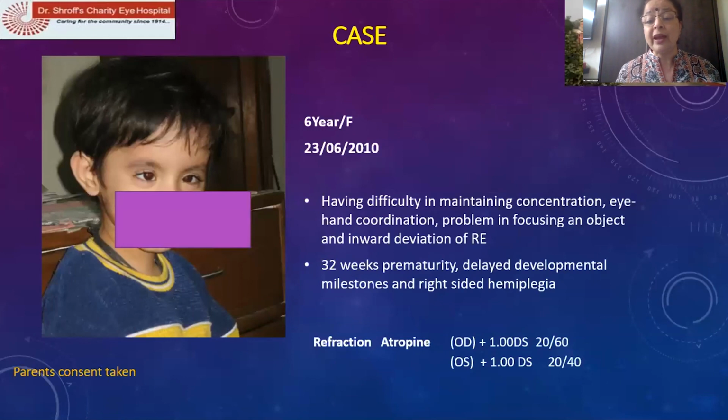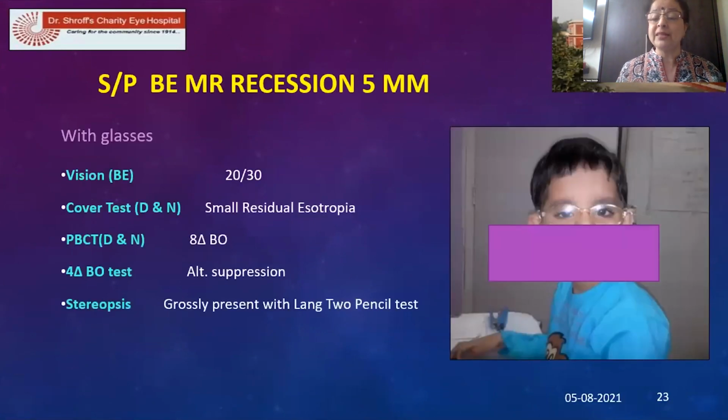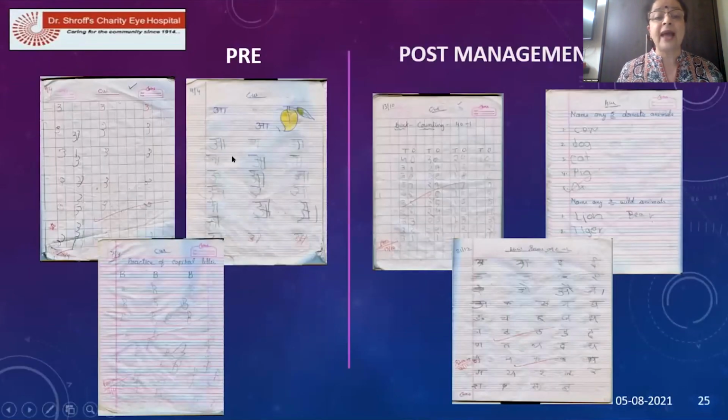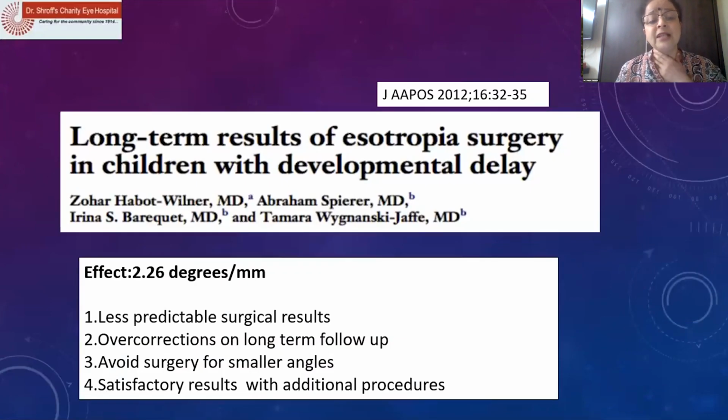Like this child who had esotropia, a premature baby with delayed milestones, with a stable angle of deviation of 45 prism diopters base out, and he was operated for strabismus. It is important not only to do the strabismus surgery, but also to continue with the therapies post-surgery. And this is what the parents tell us, that before the surgery, the child was not able to write in a line, or the handwriting was not very good, and after the surgery, the handwriting improved. It was written in a line. And this is what the therapist tells us, that please do the surgery, because we do find an improvement in the hand-eye coordination.